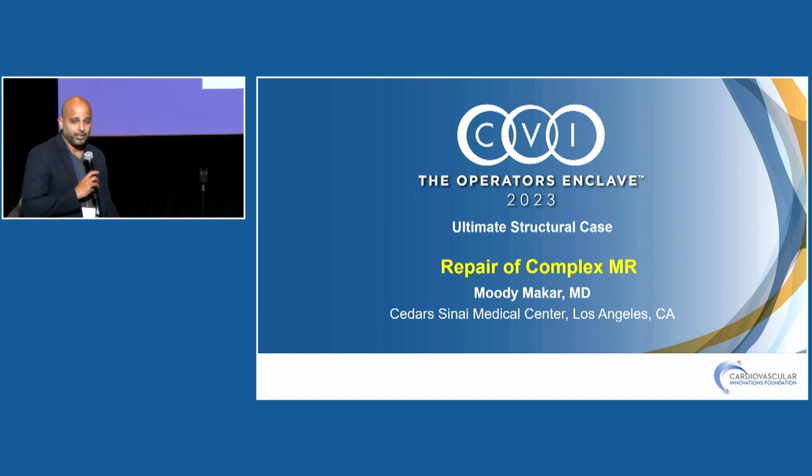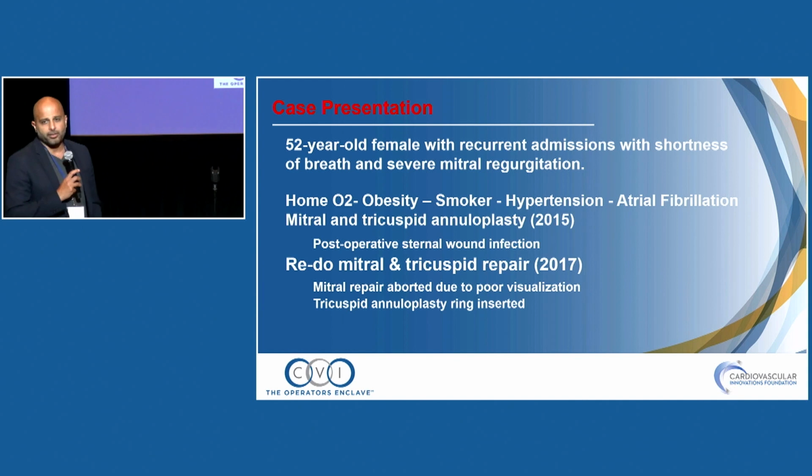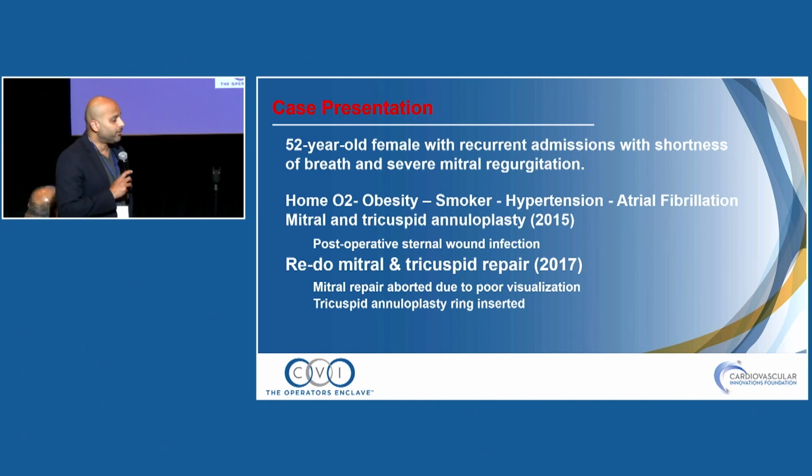I'll jump quickly into the case. My patient is a 52-year-old. I think this is going to win the youngest patient of the day. Recurrent admission with shortness of breath and severe MR. She is on home oxygen, obesity, smoker, hypertension, AFib. Previous mitral valve repair and tricuspid repair annuloplasty in 2015, complicated with sternal wound infection. She had a redo surgery 2 years after that, in 2017, that was aborted due to poor visualization of the tricuspid and annulus.